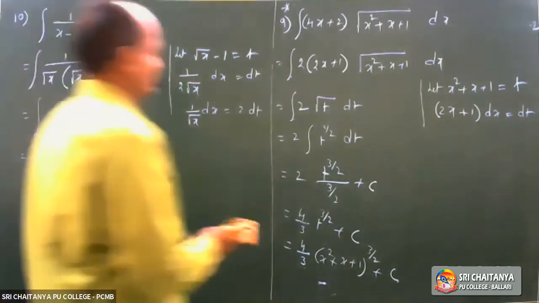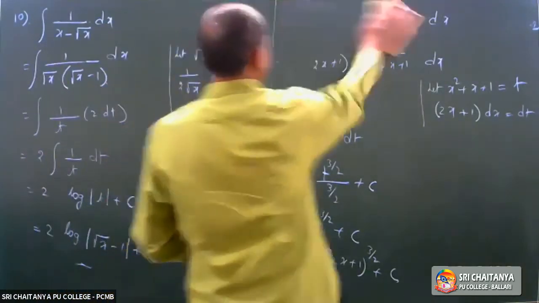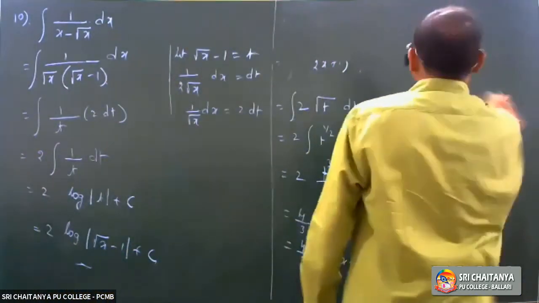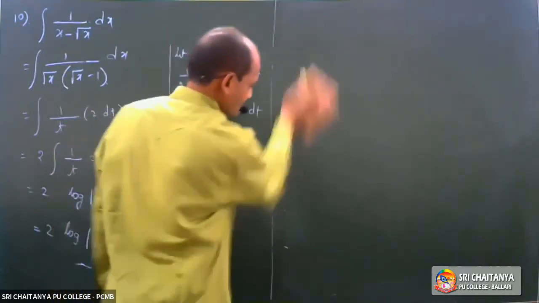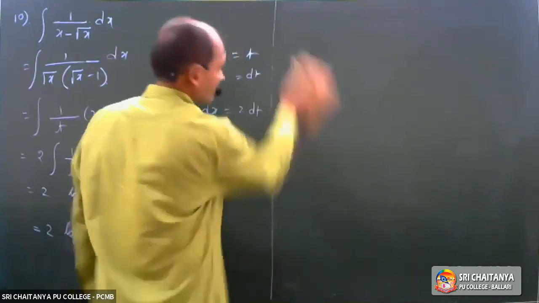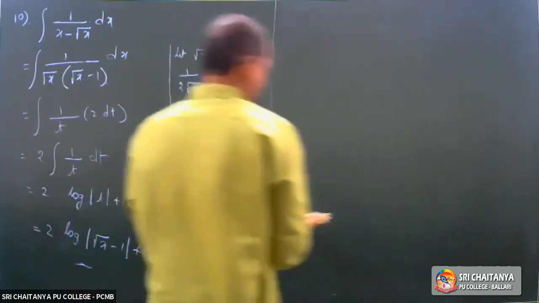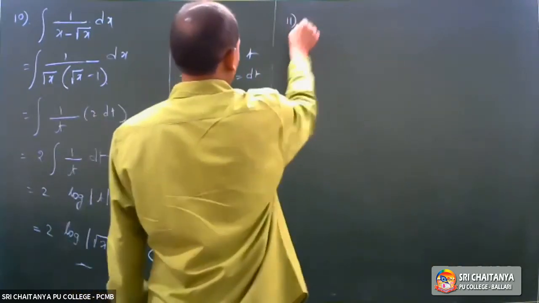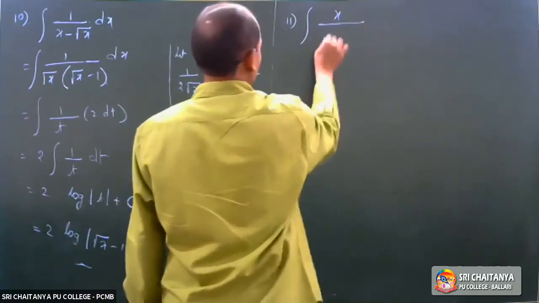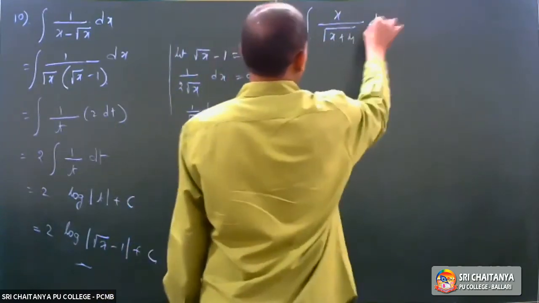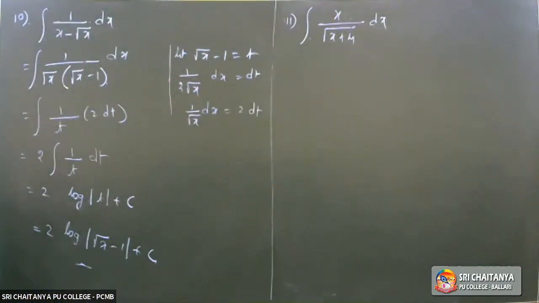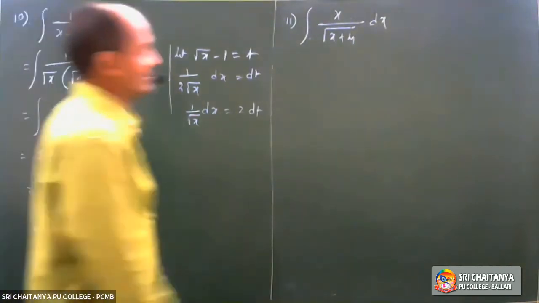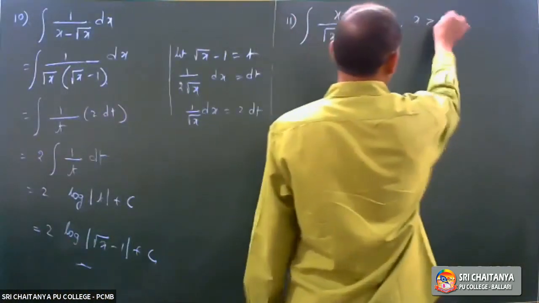Okay, next, the 11th question. Integral of x by root of x plus 4, root of x plus 4 dx. Integral of x by root of x plus 4. Here x is greater than 0, a positive value.